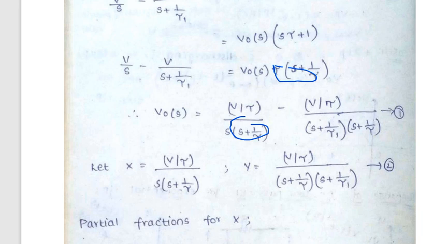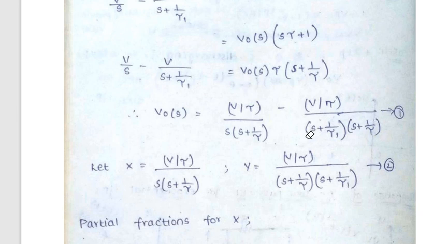Now coming to this, this term is moved to the left side, therefore V by tau into s plus 1 by tau minus V by tau into s plus 1 by tau into s plus 1 by tau 1. Therefore, that is equation number 1.